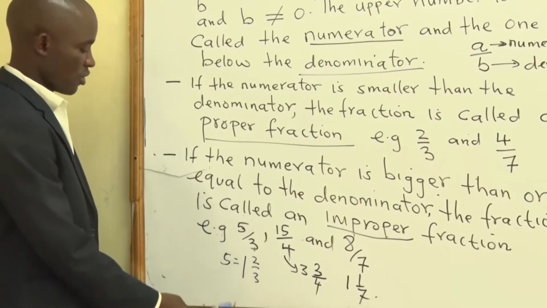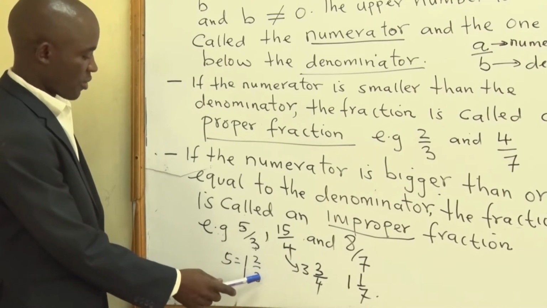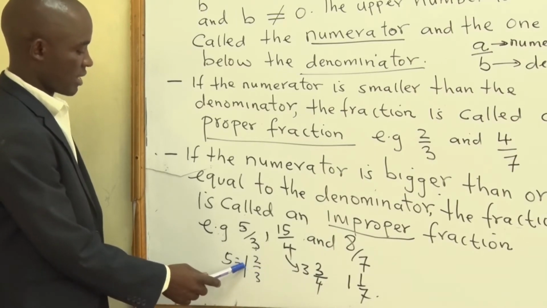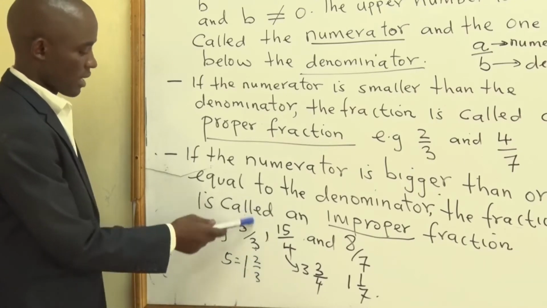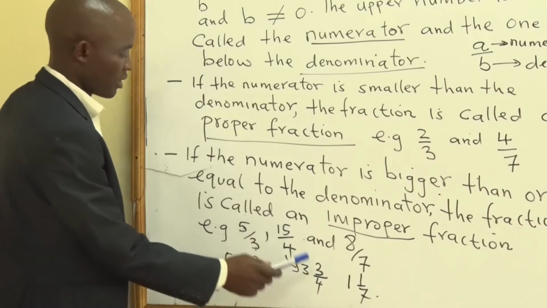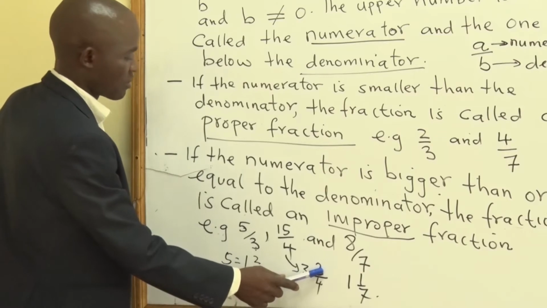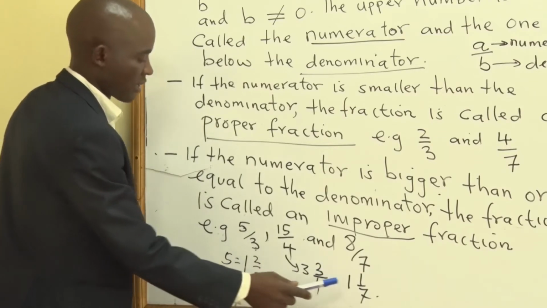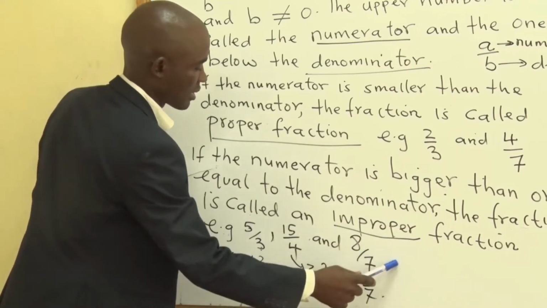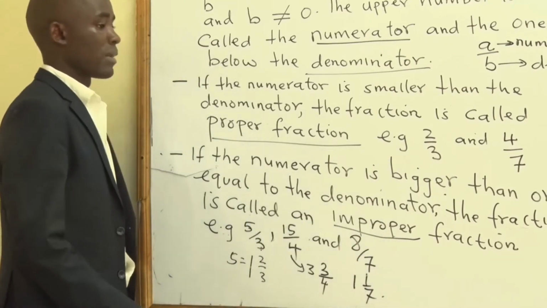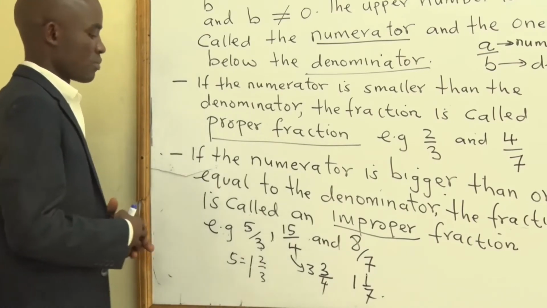Basically, you take this 1, multiply it by this base, and add this. So 3 times 1 is 3, plus 2 gives 5. Then you maintain the base. For the other one, you take this base multiplied by the whole number, you get 12, plus 3 gives 15 over 4. For this one, 7 times 1 plus 1 gives 8 over 1. That is what we mean by turning a mixed fraction into an improper fraction.